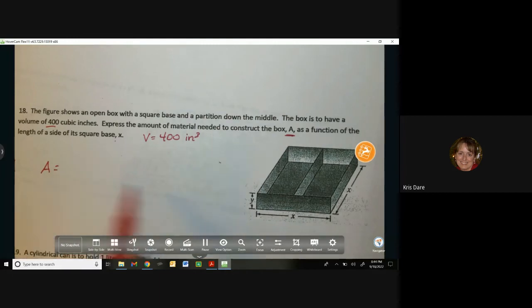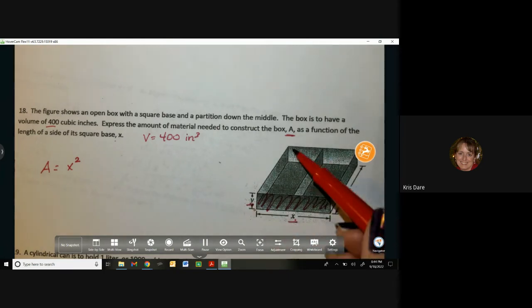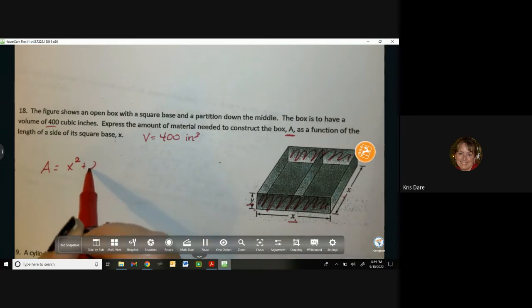So area, okay, so if I wanted to construct this box right here, I would need the bottom of it, which would be, if I'm doing area, the bottom of this is going to be x by x, right? X squared, okay? And then I would need like one of these front pieces, right? And its area is x by y, length times width. And there's another piece just like it right here, right? So I've got two pieces that are like the front and the back that are x by y, okay?